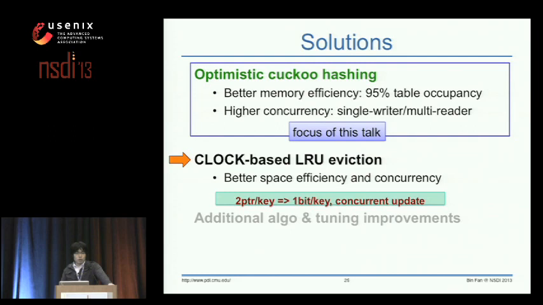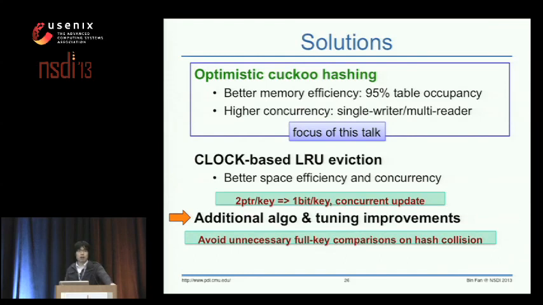In the other part, we also changed the LRU eviction to a clock-based replacement policy. By doing this, we get better space utilization. Basically, we remove 2 pointers from each object header and replace them with 1 reference bit. And we get better concurrency. We can update this eviction concurrently.